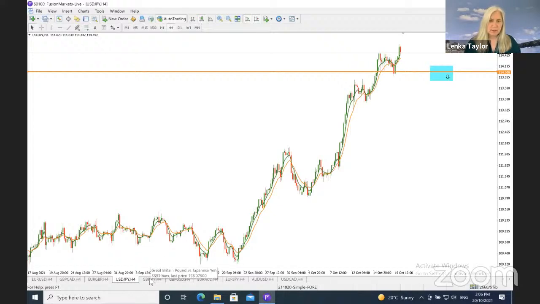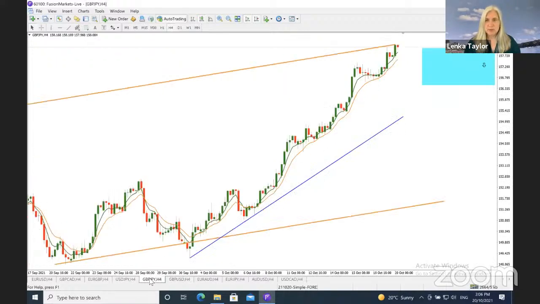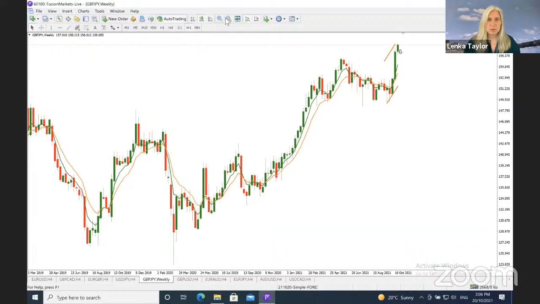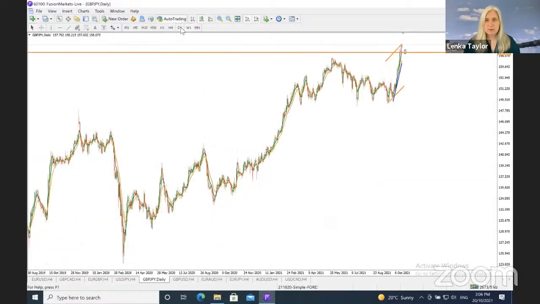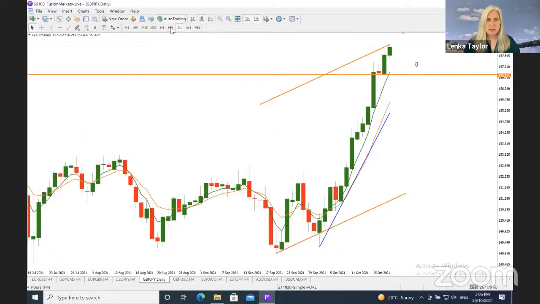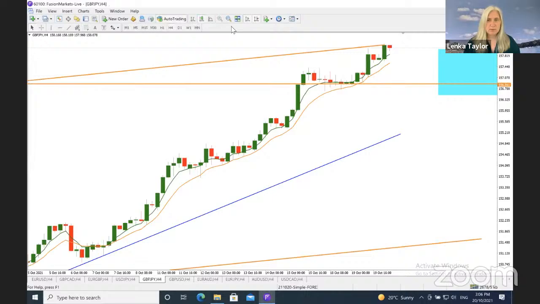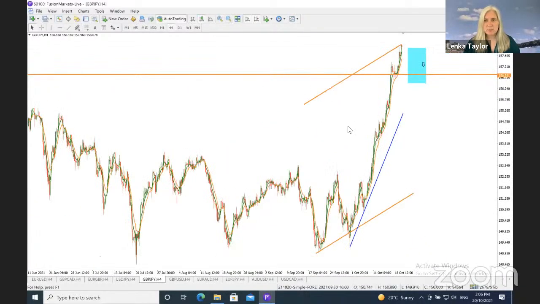The next currency pair I'm looking at is GBPJPY. GBPJPY, also looking at a short. So at the moment, we're just above that level there. On the daily, again, a little bit above. So we will see. The channel is going in the upward direction.